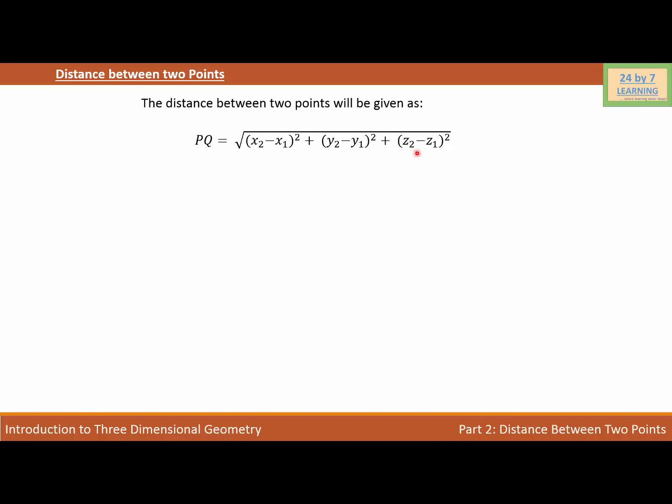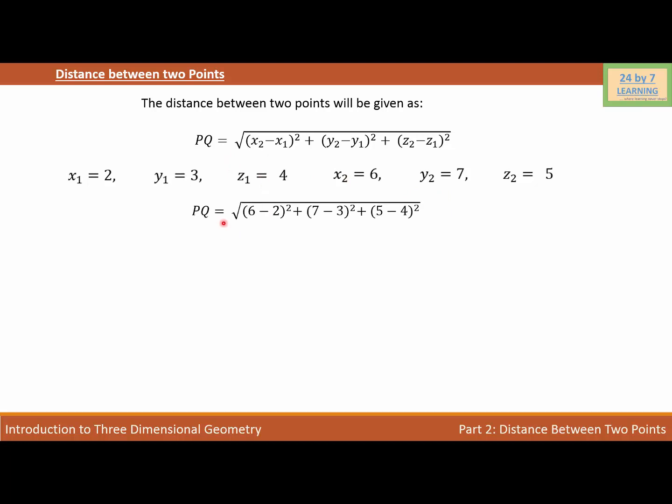Now as you remember, in the last slide we found the values of x1, y1 and z1 and x2, y2 and z2. Now it's time for us to substitute those values in this formula. If we do that, we will write PQ is equal to square root of (6 minus 2) whole square plus (7 minus 3) whole square plus (5 minus 4) whole square. So 6 minus 2 is 4, 4 square. 7 minus 3 is also 4, 4 square, plus 5 minus 4 is 1, so 1 square.